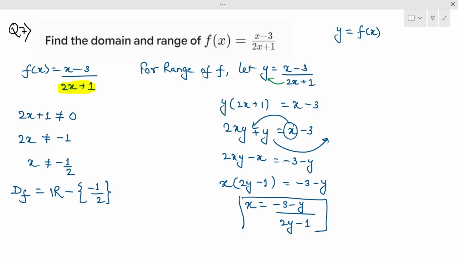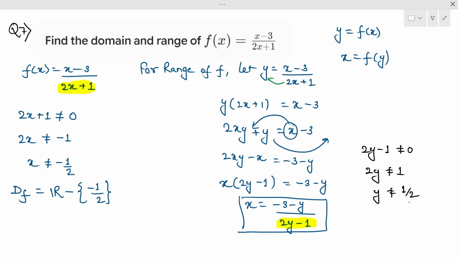Now you can see that x is a function of y. Now what will be the domain for this? The domain should be that the denominator is not 0, right? Which means we can say that 2y minus 1 should not be equal to 0, or 2y should not be equal to 1, or y should not be equal to half, right?